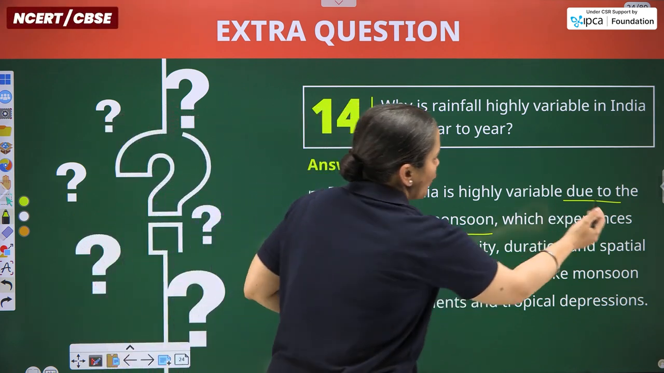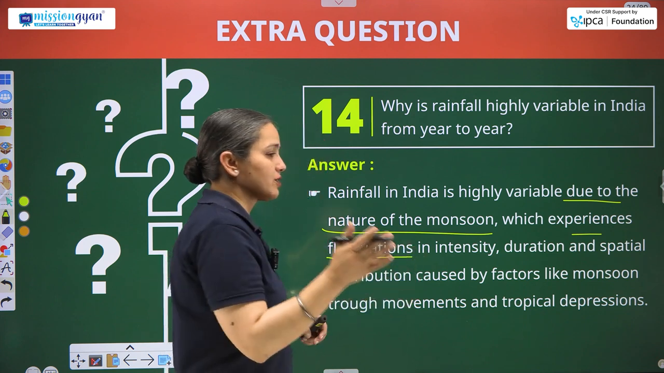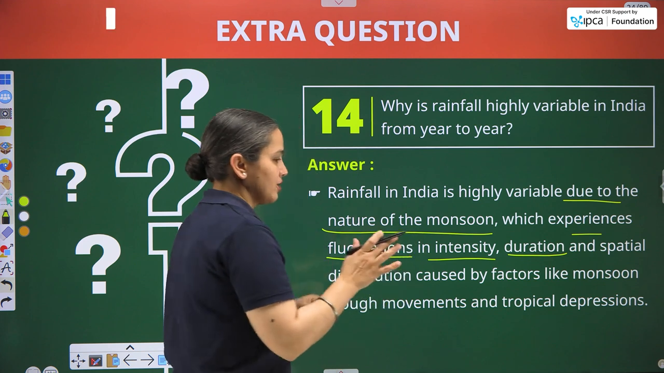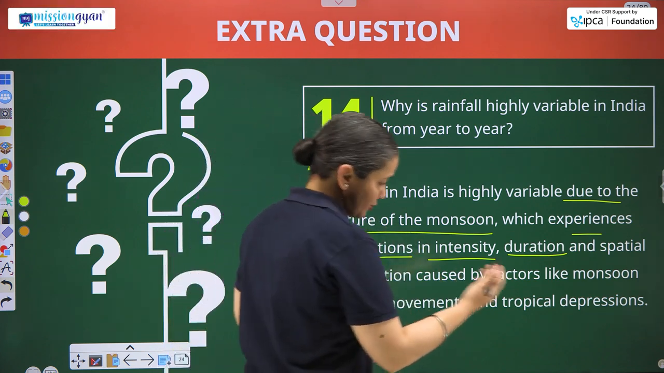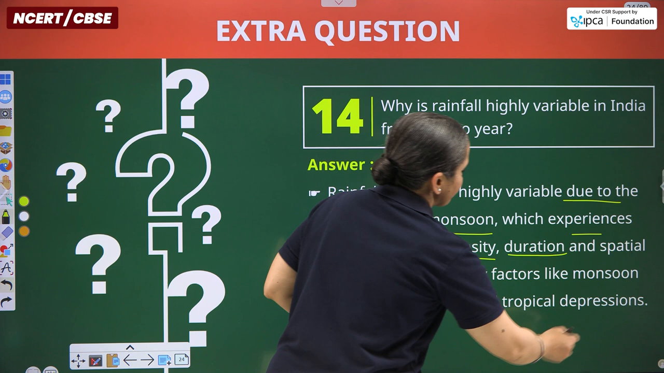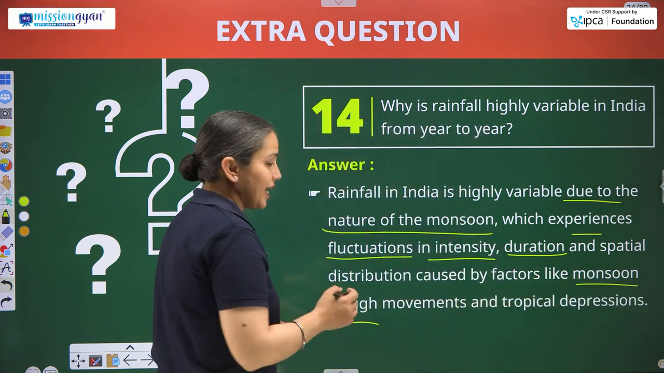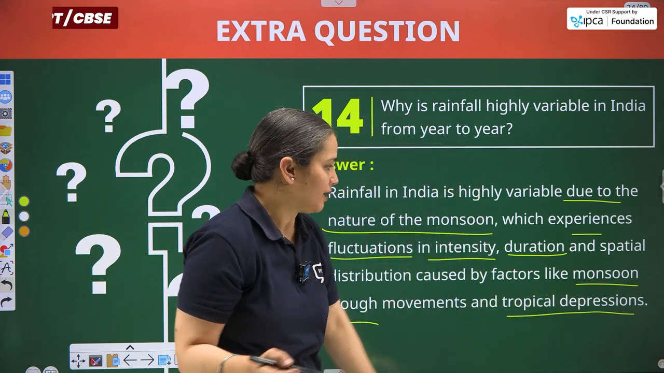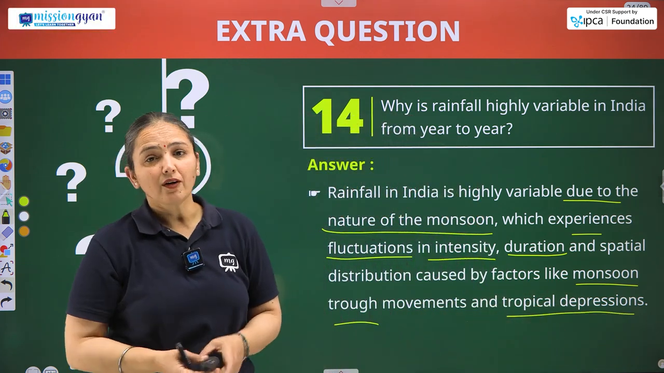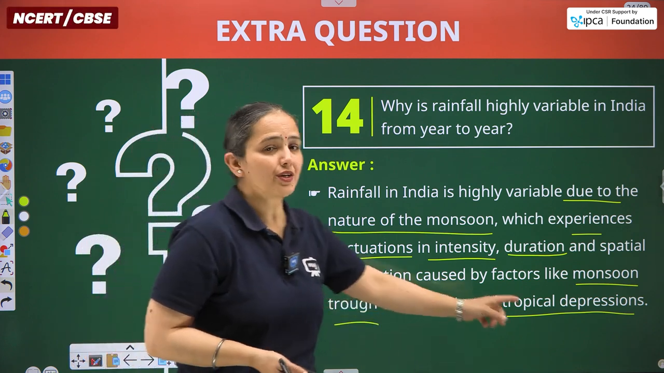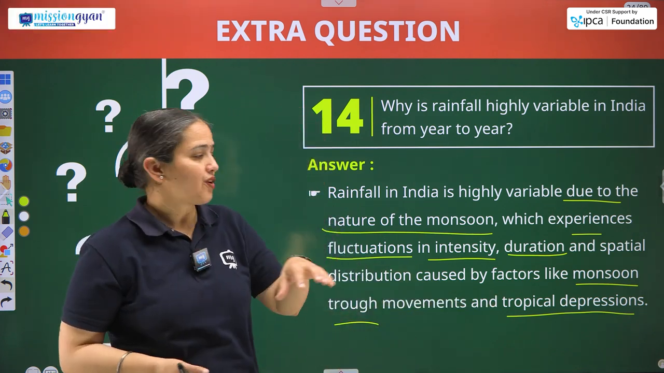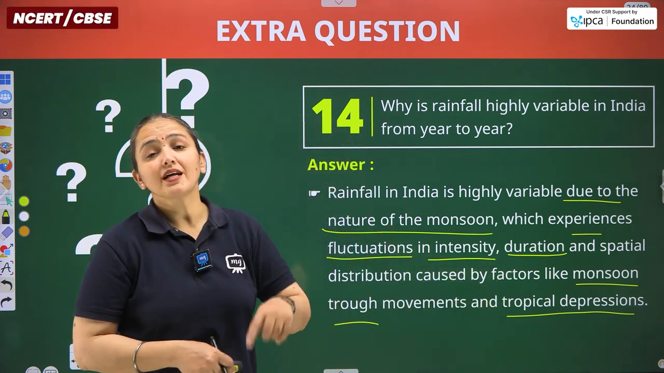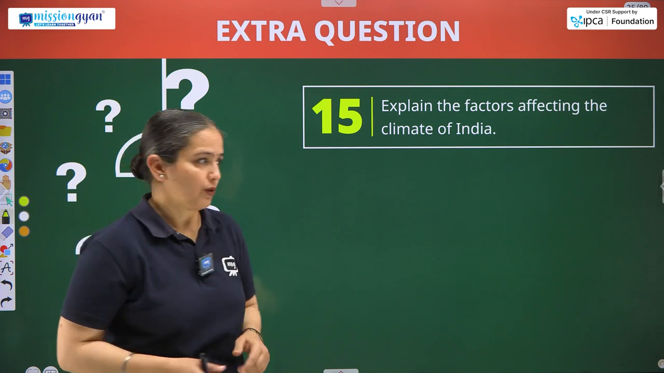Let me read further for you. It experiences fluctuations, variation in intensity, duration and spatial, that is, scattered distribution of the monsoon rainfall, caused by factors like the monsoon trough, that is the monsoon low pressure area, when it moves in the north and south parts of India, along with the occurrence of tropical cyclones. Remember, yesterday I told you the meaning of trough and depressions. Trough means low pressure area and depression means cyclones. And we are talking about tropical cyclones that take place in the Bay of Bengal.